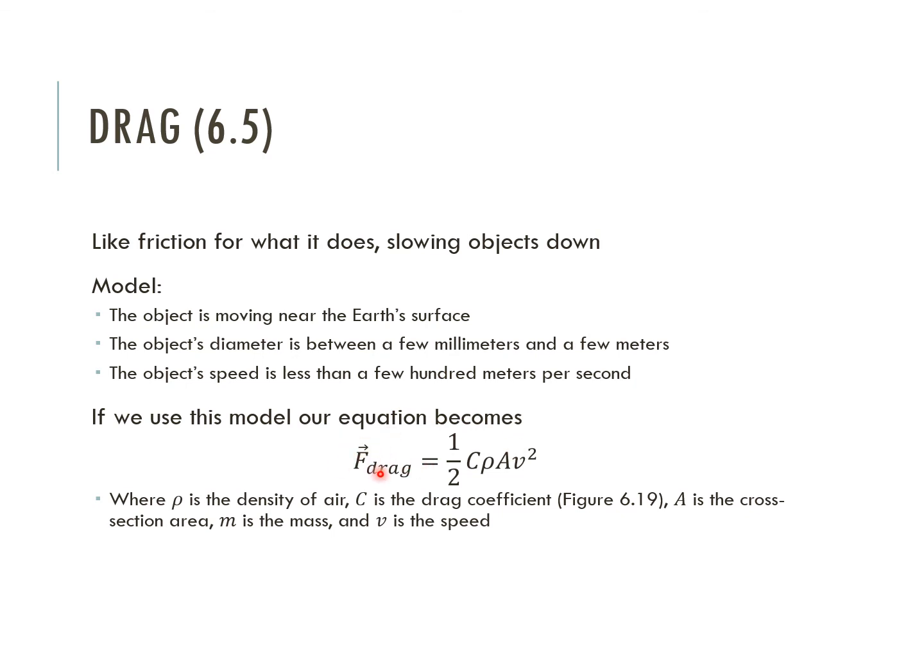So we have the force due to drag. It's equal to 1/2 the drag coefficient, which you can find in table 6.19. Basically, we have 3 shapes and we have to guess what shape our object is kind of like. Multiplied by rho, which is the density of air, A, which is the cross-sectional area of the object, and then v is the speed of our object.